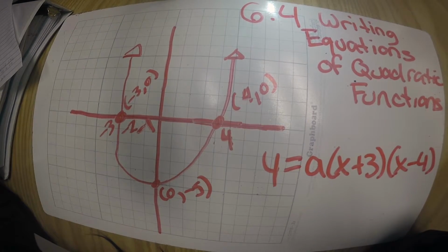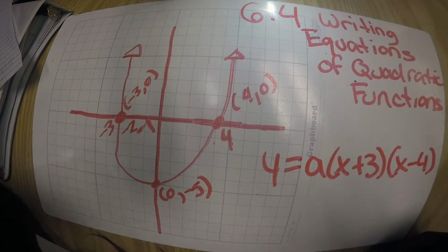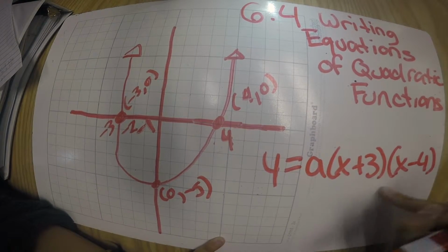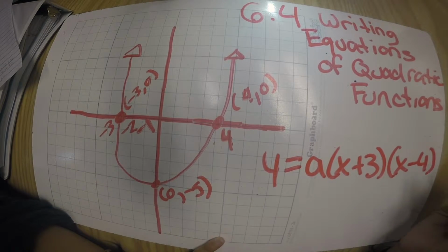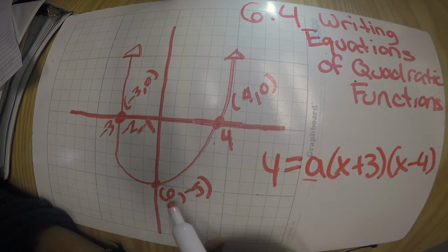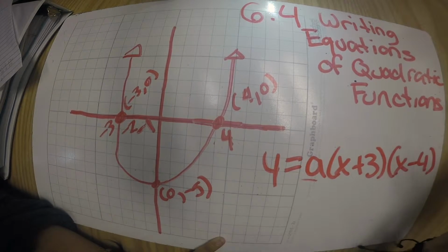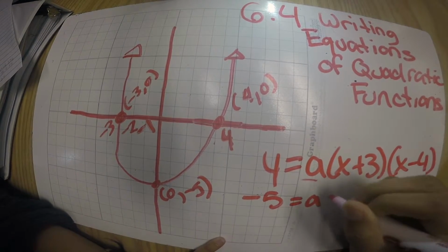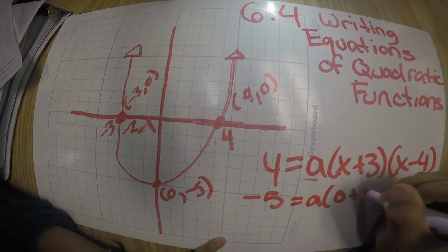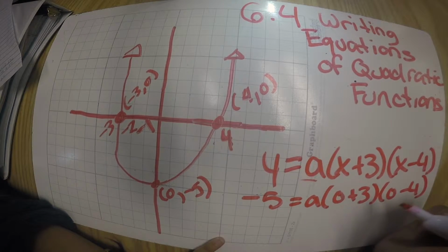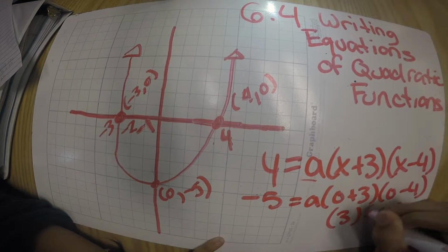Alright, so when you find your x-intercepts, you're gonna have your equation, which is y equals a, x plus 3, x minus 4. And then after that, you're gonna pick a point on the graph to find your a. And in this case, I picked 0, -5. And so then you replace the y with -5, keep the a, replace all your x's with zeros. And then you solve. So 0 plus 3 is 3. 0 minus 4 is -4.